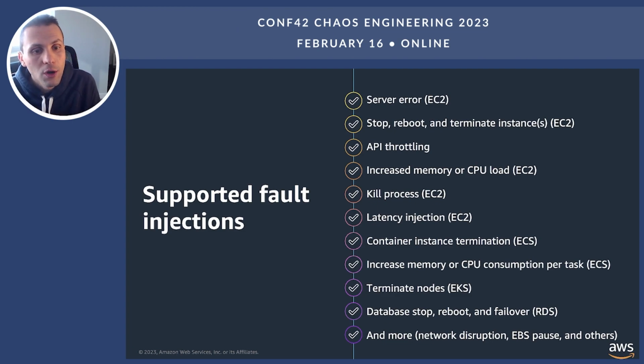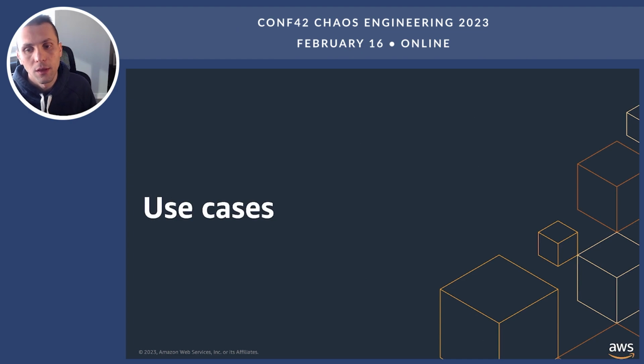You can kill container instances on ECS, and you can do that on EKS as well by terminating nodes. And recently we just announced network disruption, EBS IO pause, and a few others. And you see this list growing with time. So let's look at some use cases for the Fault Injection Simulator service.